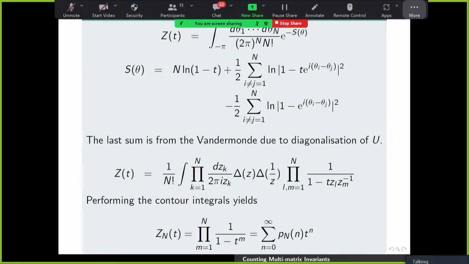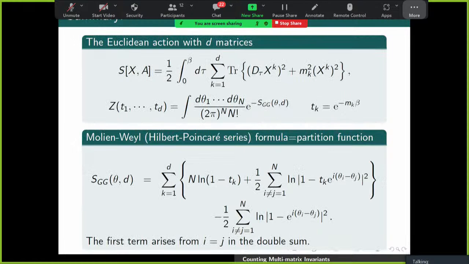And one re-expresses it in terms of this Z is e to the i times U, and one recovers the Molien-Weyl formula. One can then easily derive the equivalent formula for many matrices. And again, as I said, you can do that integral in one case. So that's the context. For D-dimensional matrices, we can recover our formal variables by putting in an m_k for each of them, and t in the Molien-Weyl is then e to the minus m_k times beta.